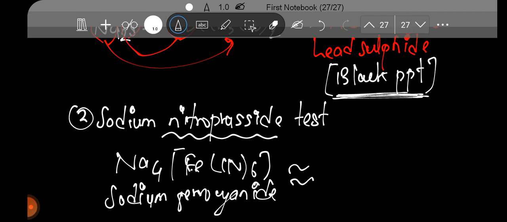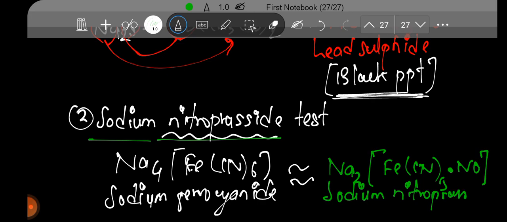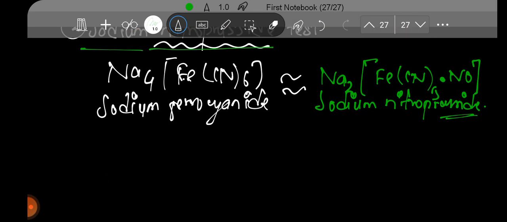First change: I will remove 2 sodium from outside, and add NO in place of one CN, giving Na2[Fe(CN)5NO]. This is known as sodium nitroprusside. Let me clear this reaction.